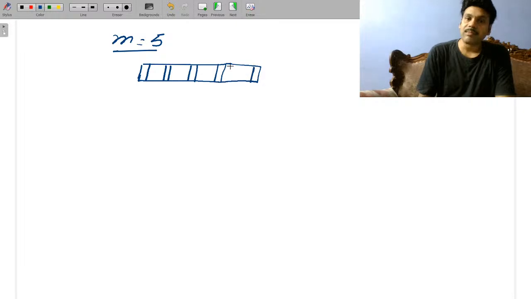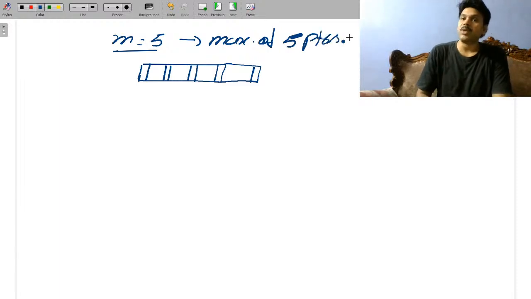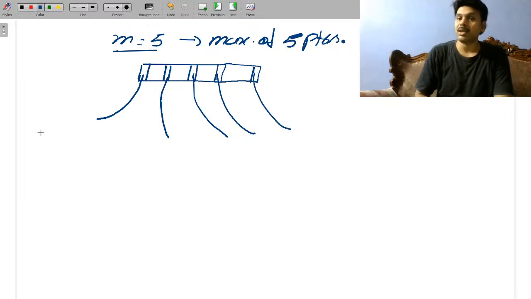So when I am saying m is equal to 5, maximum of 5 child pointers, nothing but leaf pointers, nothing but block pointers. This is representing one block, this is representing another block, this is representing another block, this is representing another block, this is representing another block.